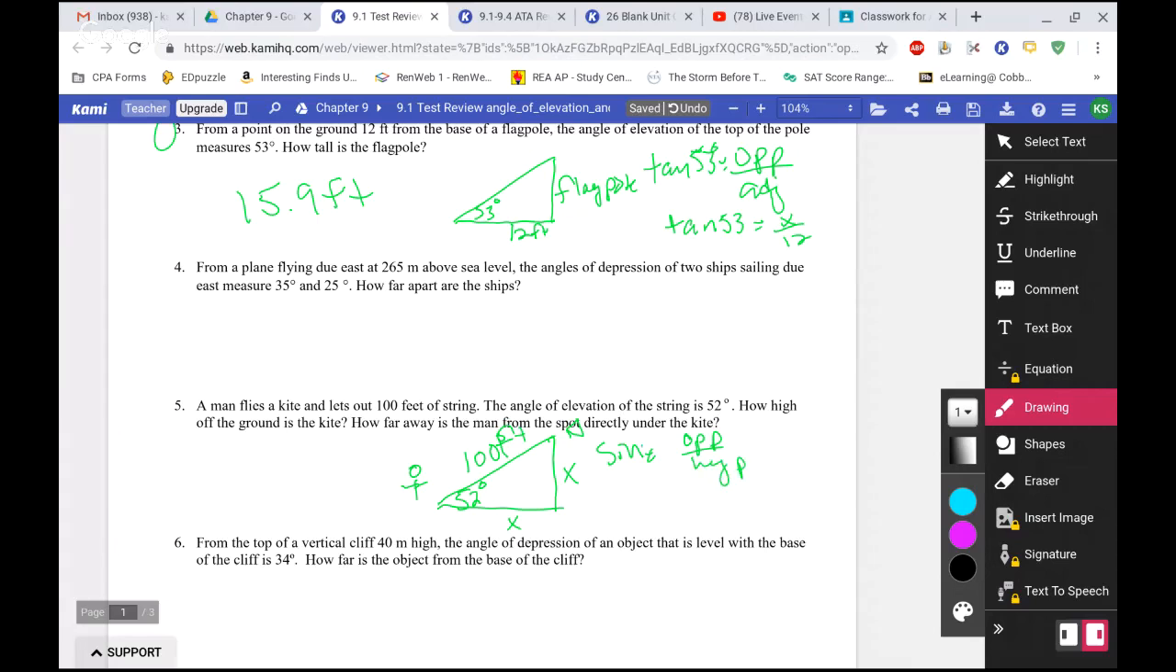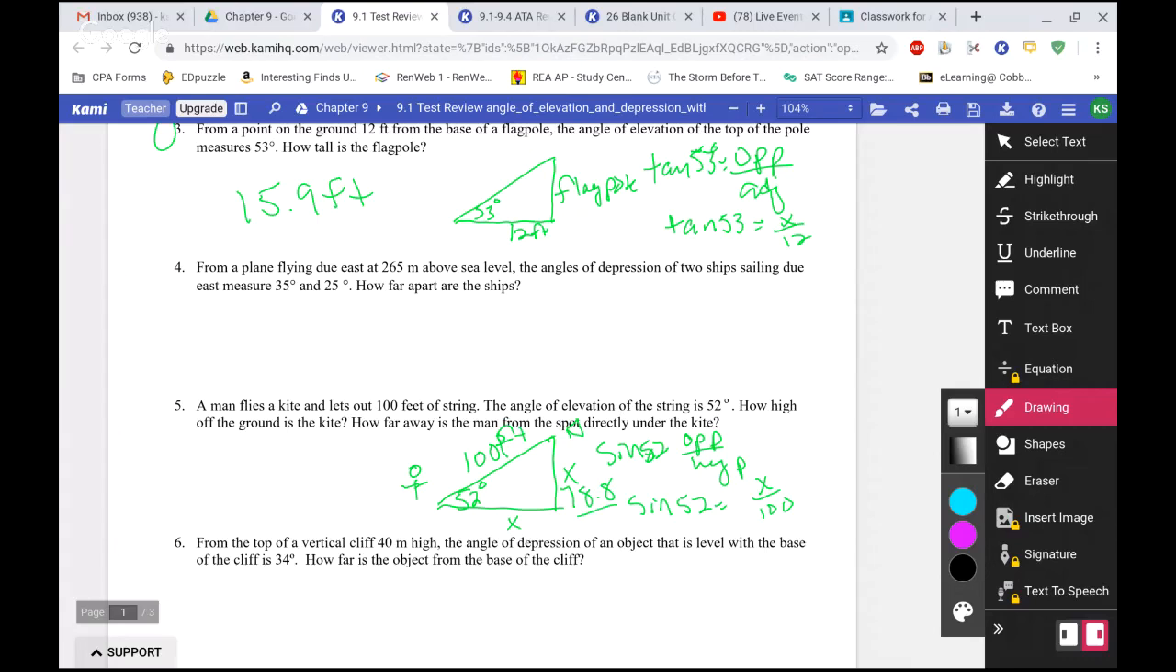Sine of 52. Oh yeah, I see what you're saying. We've got x over 100, right? So sine 52 times 100. Oops, I did it wrong. Okay, I got 78.8 for that. Me too, 78.8. So that means the height of the kite is 78.8.